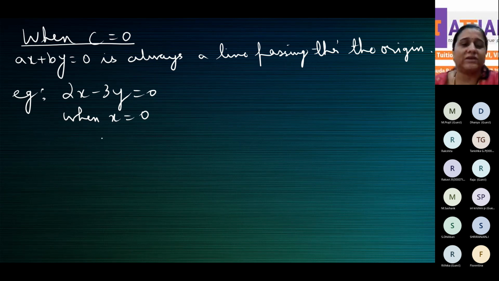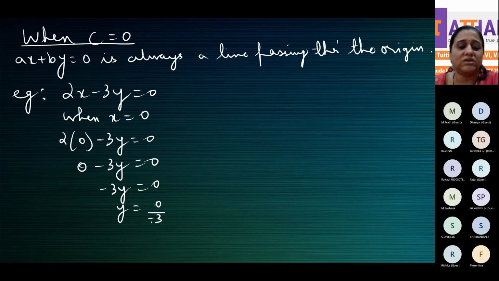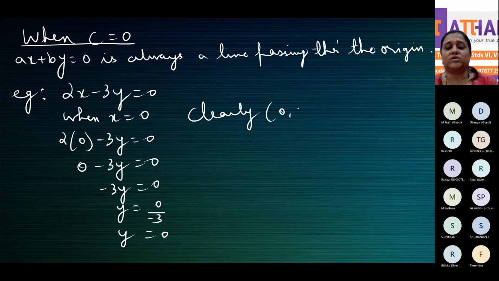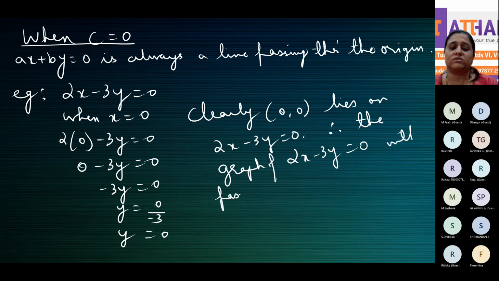So now see, that's why we are taking when x is 0. When x is 0, 2 into 0 minus 3y is equal to 0. Minus 3y is equal to 0. Y is equal to 0 by minus 3. Y is equal to 0. So clearly 0, 0 lies on 2x minus 3y is equal to 0. Therefore, the graph of 2x minus 3y is equal to 0 will pass through the origin.